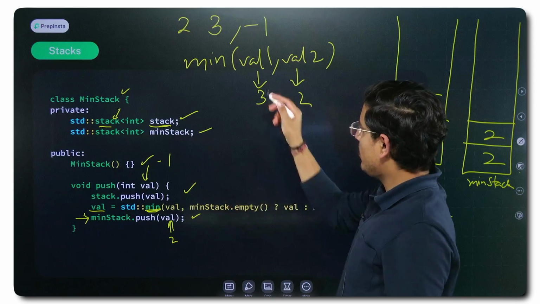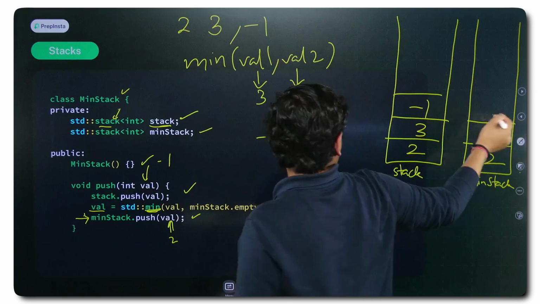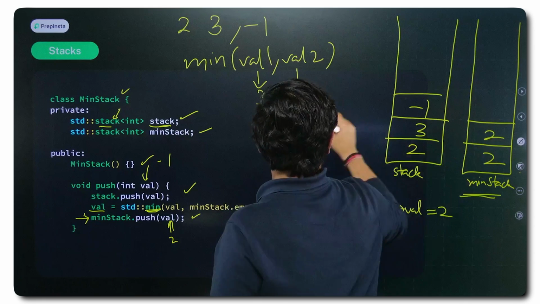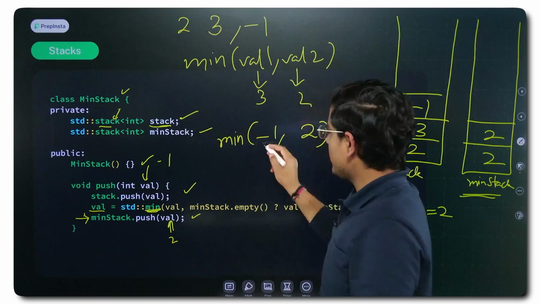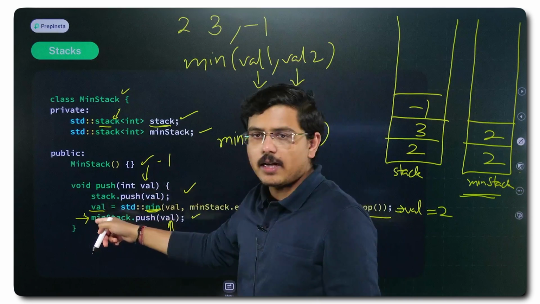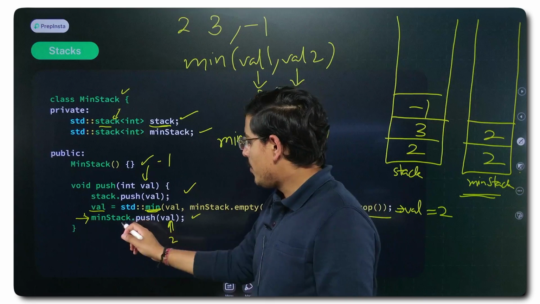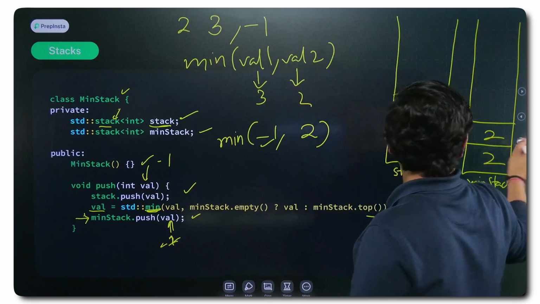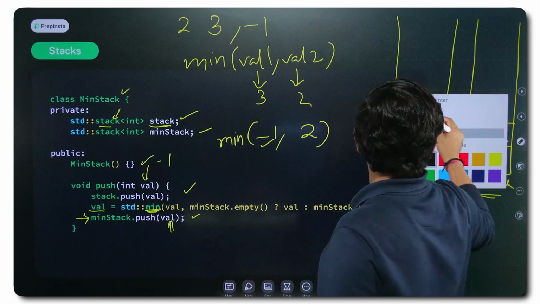Then out of val, which is -1, and the top of the min stack, which is 2, if I compare the minimum out of them, it is -1. VAL will get -1 as the value returned by this particular function. What will we push in the min stack? -1. Now -1 would be pushed in the min stack.